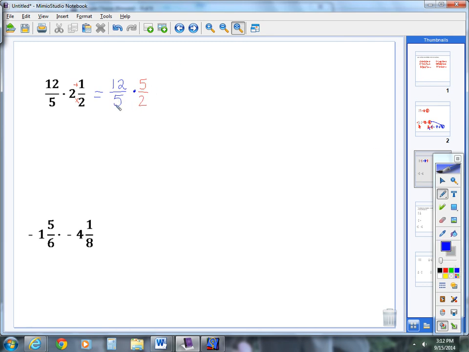Well, if you notice, you can cross cancel. You should see, wow, those 5s have something in common. They both have a 5 in common. Cross them off, put a 1. You should also notice, oh, the 2 and the 12 have something in common. 2 goes into 2 once, 2 goes into 12 6 times. Please make sure you rewrite the reduced fractions, as that will help you not make simple mistakes. 6 times 1 is 6 over 1 times 1 is 1, which is then simply 6.